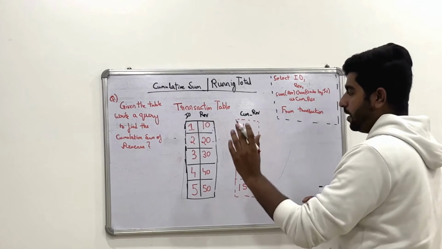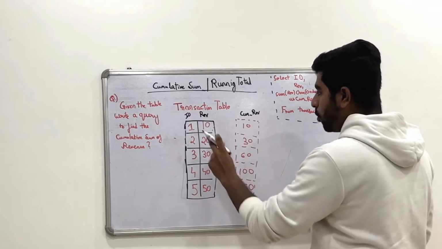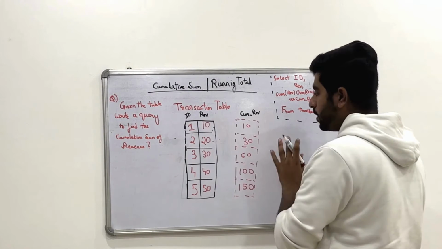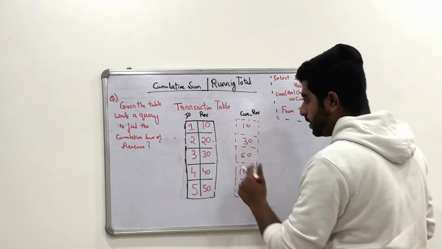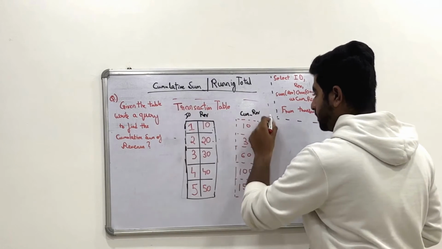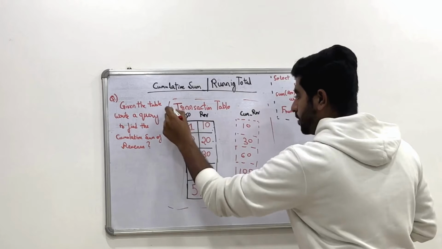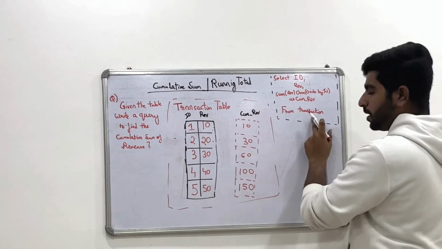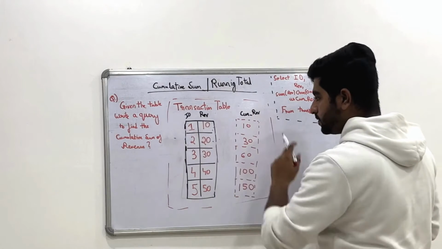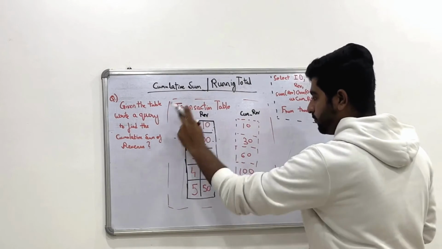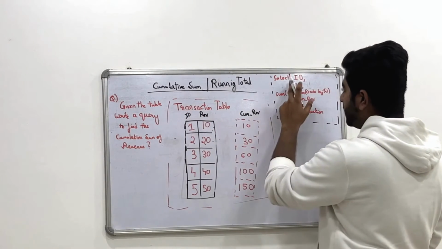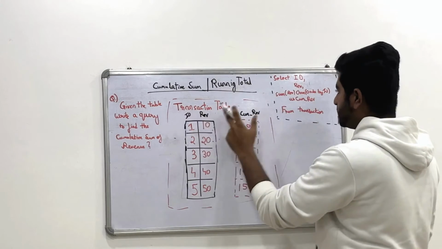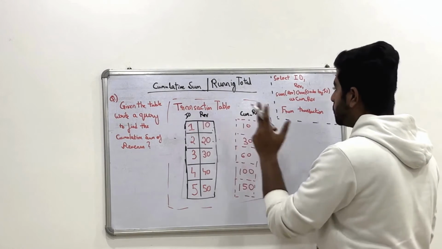So simply, I need to get this column along with the first two columns that I already have. This is what the output table should be. It should contain all the three columns. So first, from the transaction table, I'm selecting the ID and revenue columns as they are. I'm not doing any change as I need these two columns.